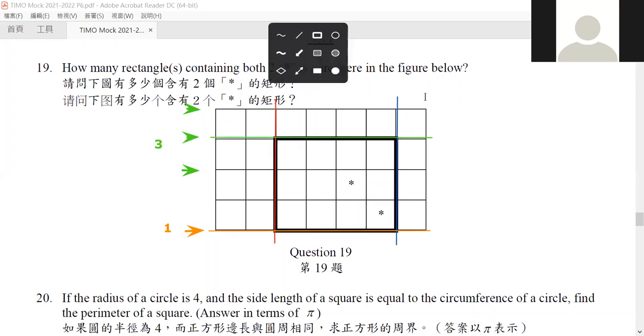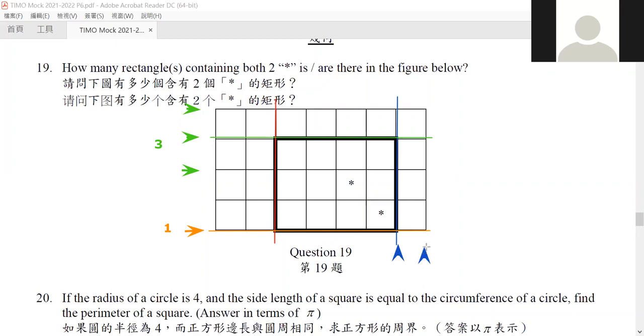How about the right? For the right, because it must be to the right of all the stars, it can only be selected in these 2 positions. Otherwise, the right-hand side of the rectangle is not far enough right to cover all the stars, so it will not contain the 2 stars.